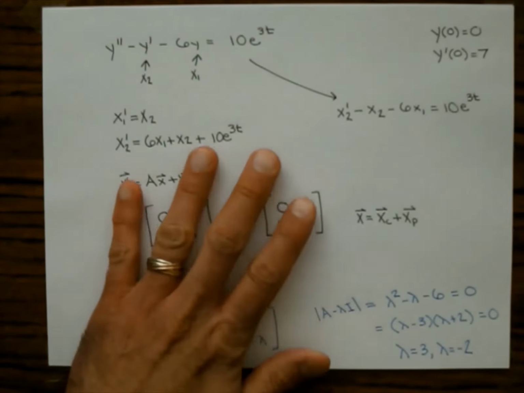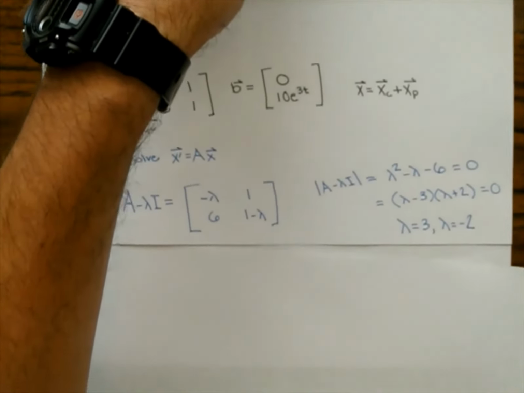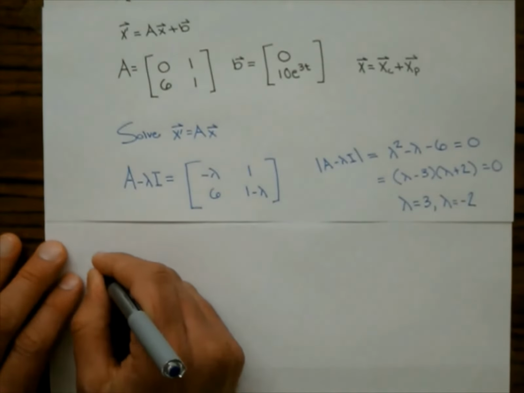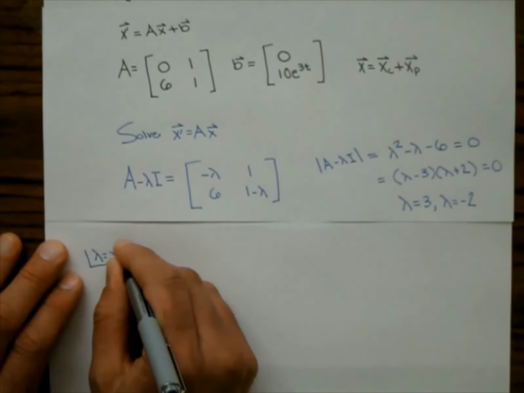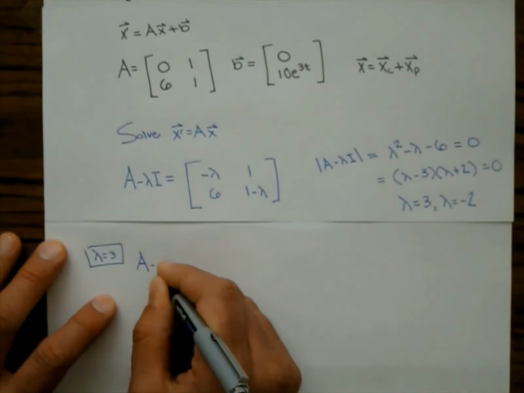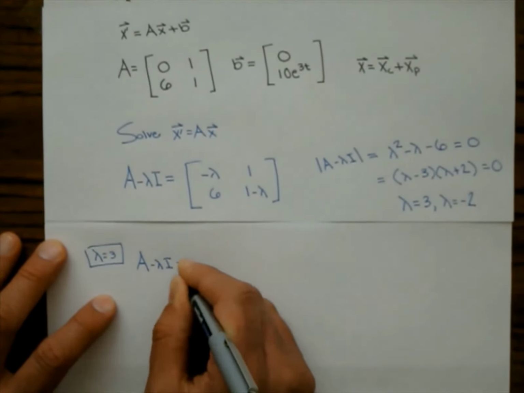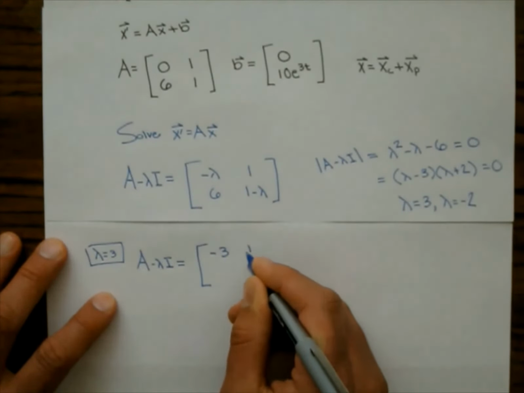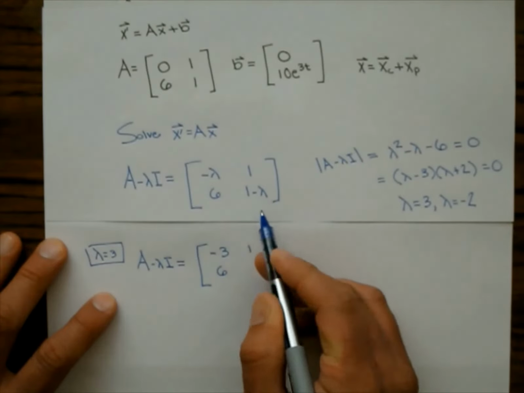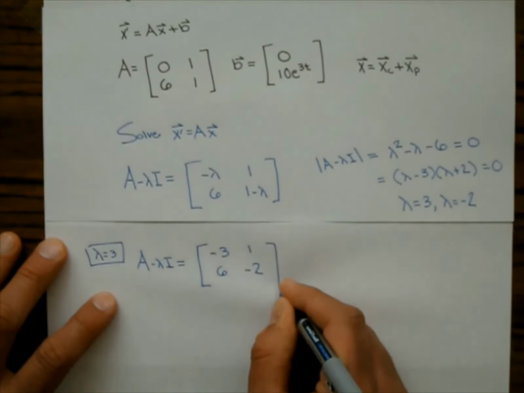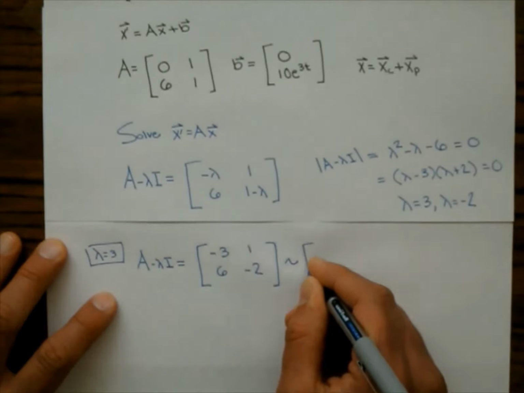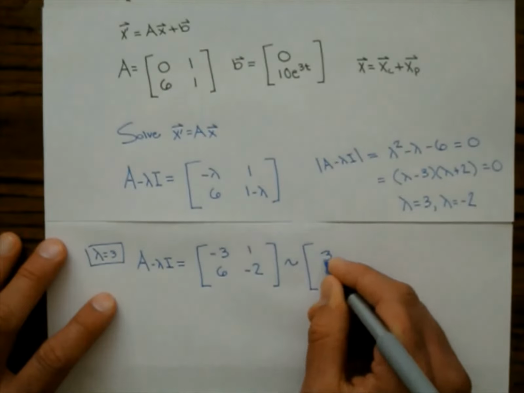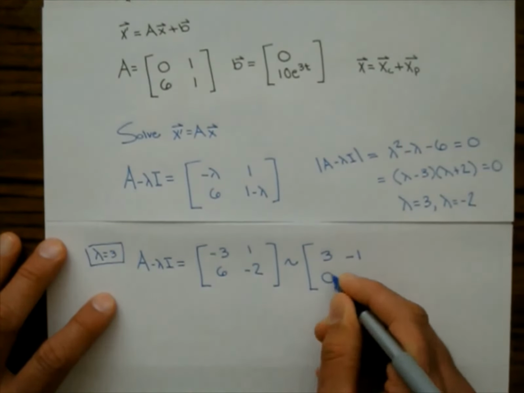Another piece of paper. So then what do I have? Well, let's go ahead and look at lambda equals 3 first. And I'm going to plug that into the A minus lambda I matrix, which is right above. And I have negative 3, 1, 6, and then 1 minus 3 is negative 2. So we can see that the rows are scalar multiples of each other. And so I'll just take the first row and I'll write it as negative 3, 1, 0, 0.